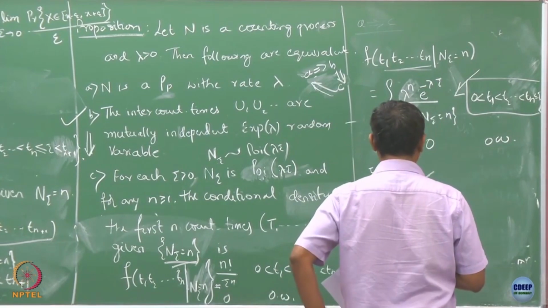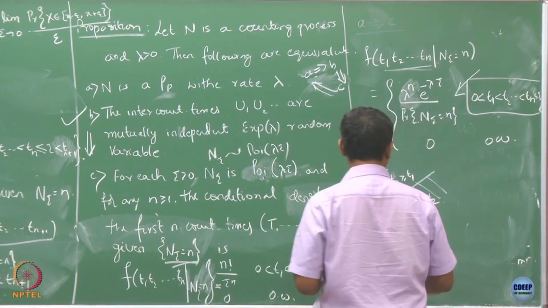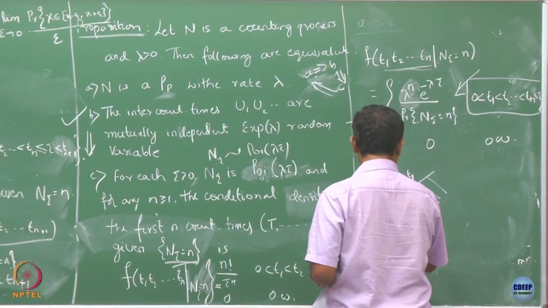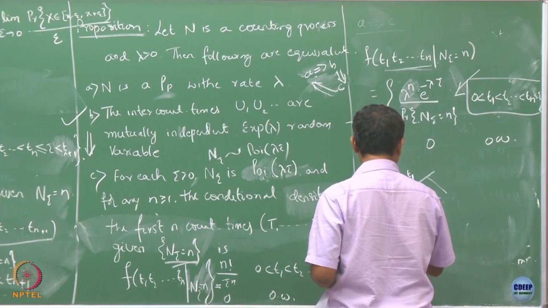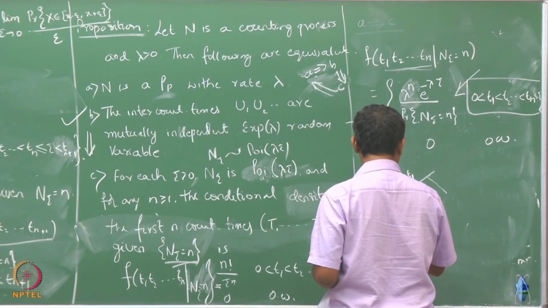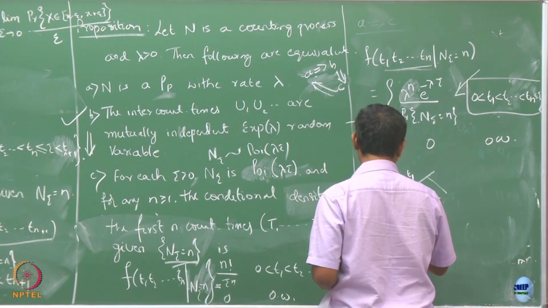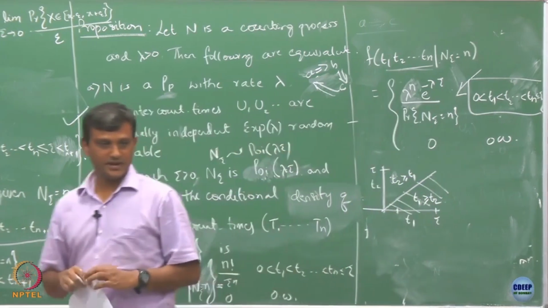Right. If I fix this, and if I go all the way up, T1 will always be smaller, so I have this region, right.